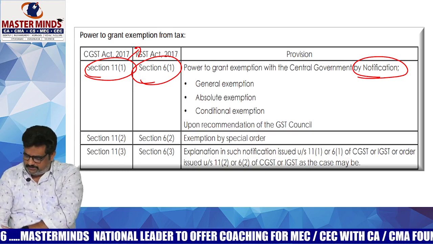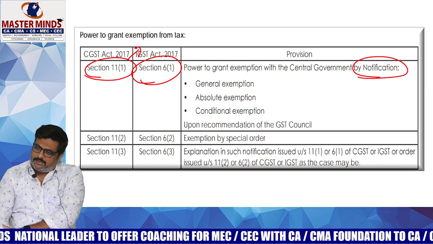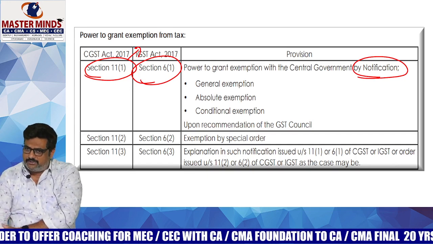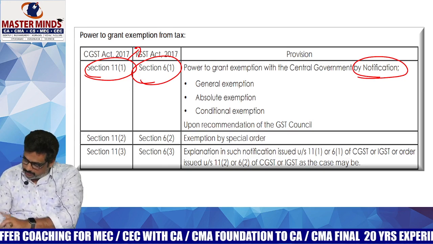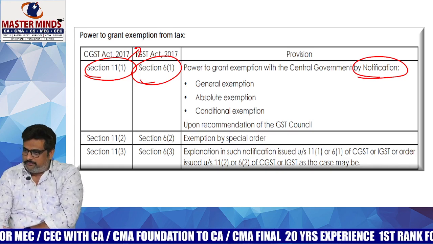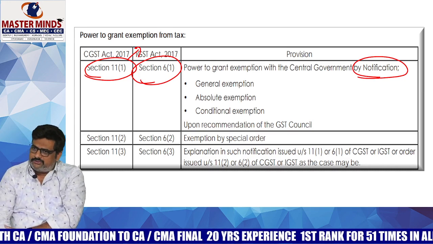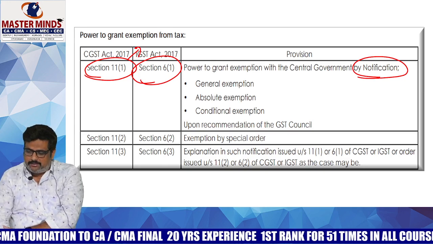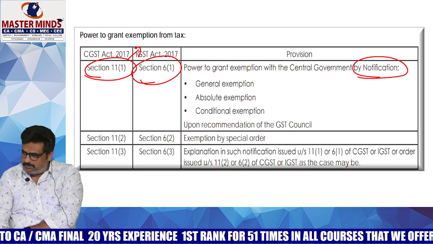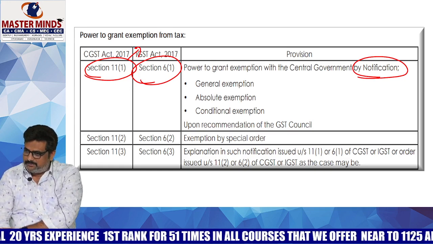And conditional exemption, what is meant by this? That means on satisfying certain conditions only, you will get the exemption. It is known as conditional exemption. For example, take the example of the national flag. It is a general exemption applicable to all, an absolute one, and a full exemption also. Absolute one means you need not satisfy any condition to get the exemption there. But conditional exemption, any example you know? Whether you studied in CA Inter or whether you learned practically, any conditional exemption example?